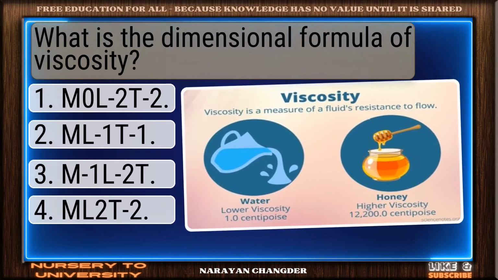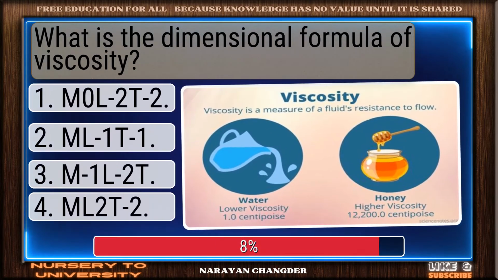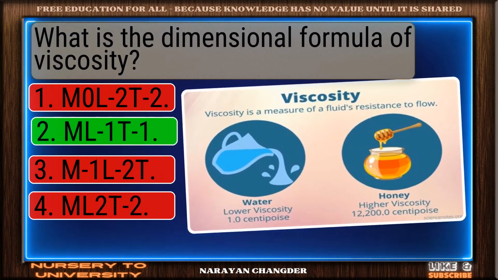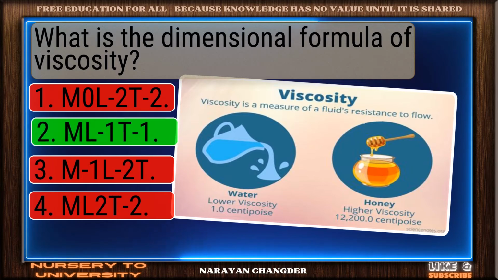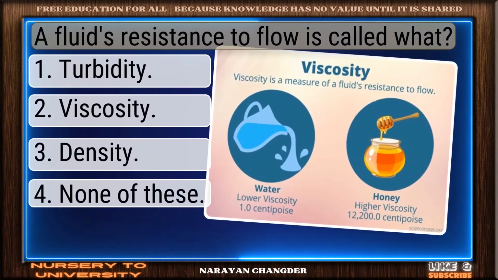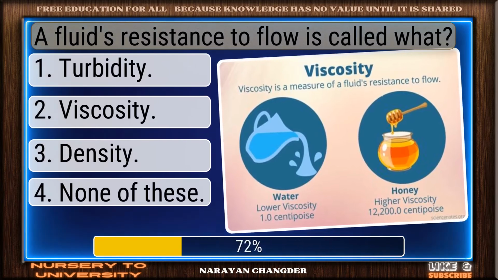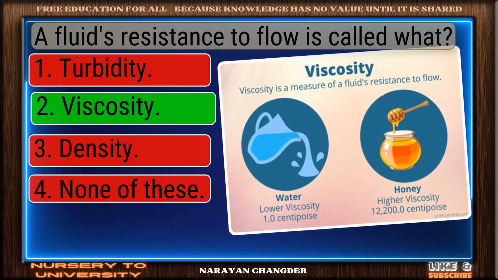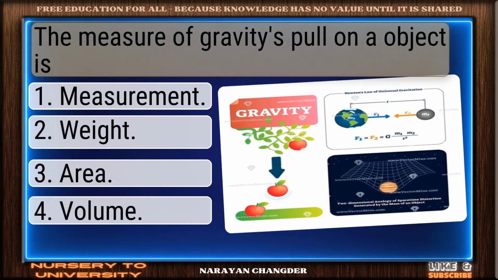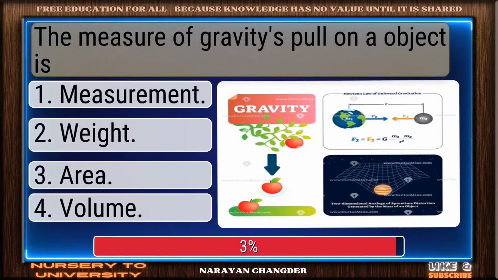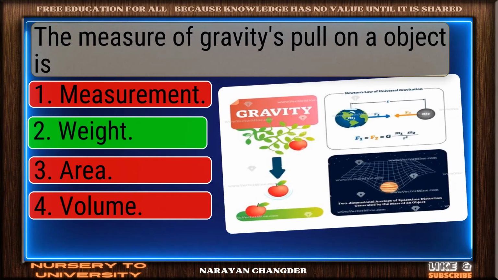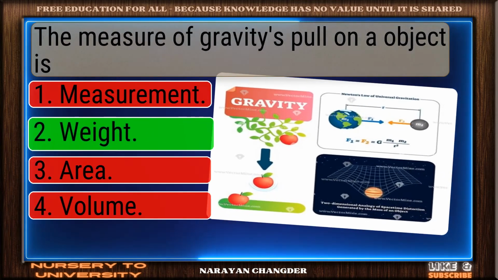What is the dimensional formula of viscosity? Nicely done. ML^-1T^-1 is a solid answer. A fluid's resistance to flow is called what? Well picked. Viscosity is the correct answer. The measure of gravity's pull on an object is? Well reasoned. Weight is the correct choice.